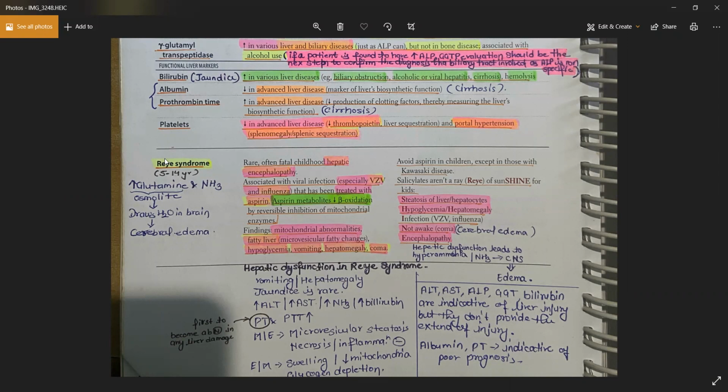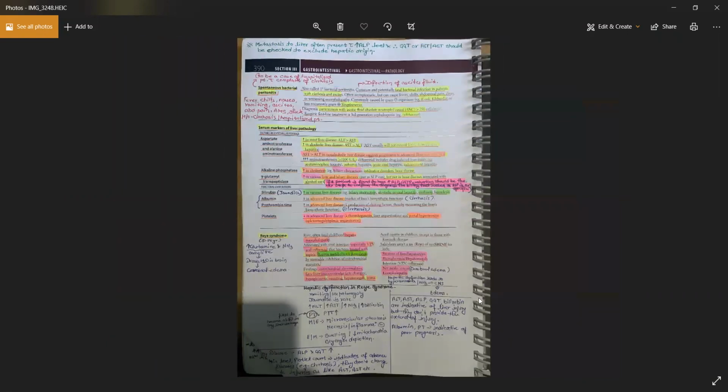If the Step 1 asks you how you will assess the liver dysfunction, how much dysfunction is being occurred, then you will check the patient's PT levels. Okay, very important. So yeah, that would be about the Reye syndrome.